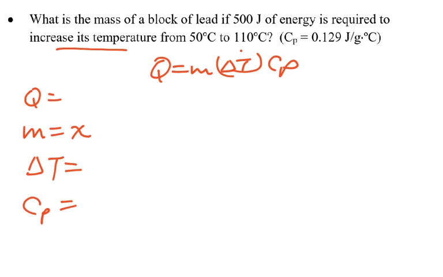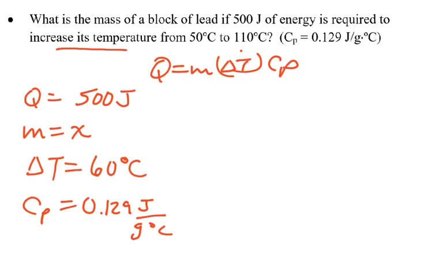If 500 joules, so here we have 500 joules of energy, is required to increase its temperature from 50 to 110. So a final minus initial, that's going to be a positive 60 degrees. And that makes sense because positive energy is needed to warm something up. And the C sub P is given, okay, 0.129 joules per gram degree. Okay, and we see that's a pretty small number. That's easy to warm up and cool down some lead.